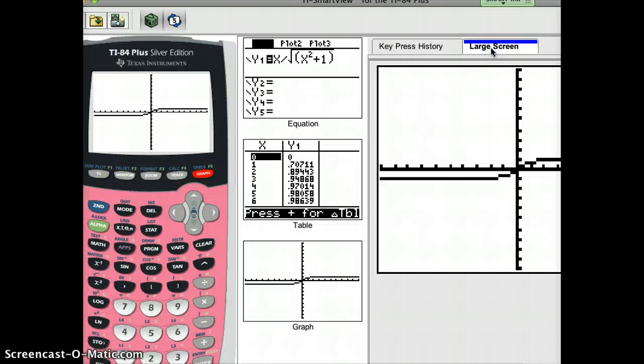So here's my function, and it doesn't even really matter that you can't see the entire thing. It's creeping along right here. We got a little bump going on there by 0.